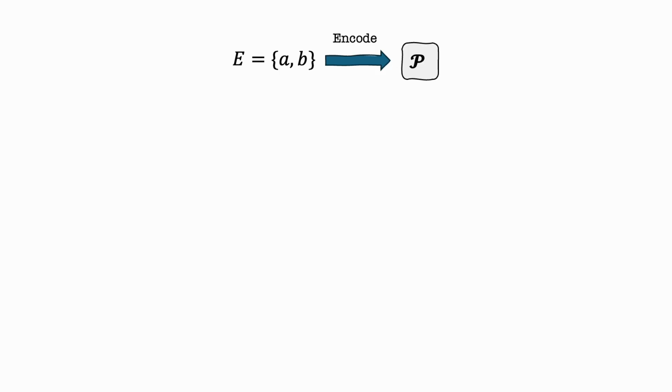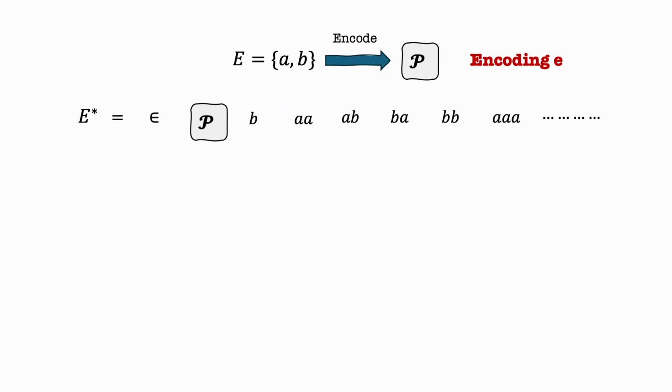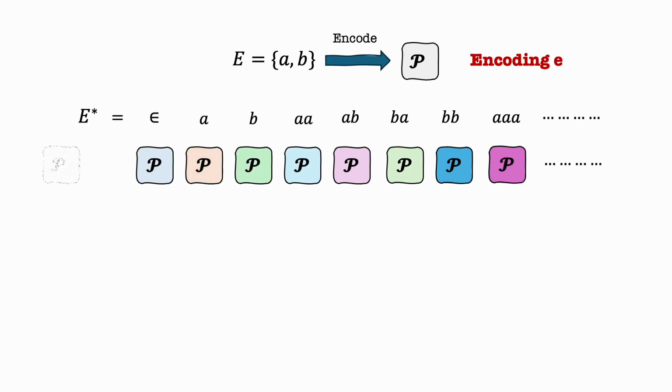Let us say we use a set of symbols E to encode an instance of a decision problem P, and we call this encoding scheme E. The set E star represents all possible strings formed using the symbols in E, including the empty string epsilon. Now the question is, do all these possible strings represent an instance of P? The answer is no. There may be some strings which will not be an encoding of any instance of P.